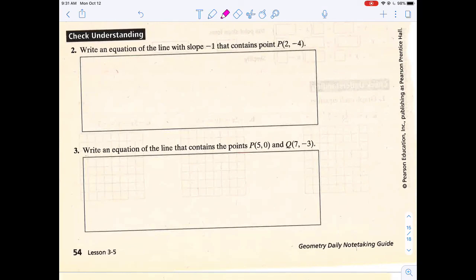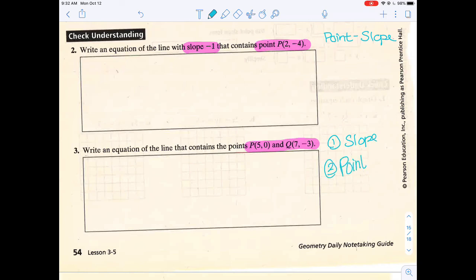The first one says, write an equation of the line with the slope negative 1 that goes through the point 2, negative 4. It doesn't tell you what equation to use, but you have a slope and a point, so I would recommend point slope form. Anytime you have a slope and a point, point slope is a pretty good bet. Then it says write an equation of a line that contains the points 5, 0, and 7, negative 3. So first you're going to find the slope, and then I would write the equation in point slope form. You just pick which point you want to use.